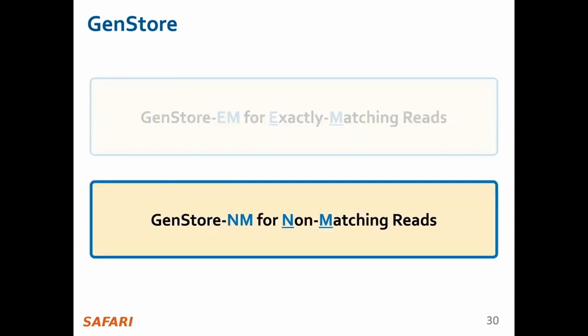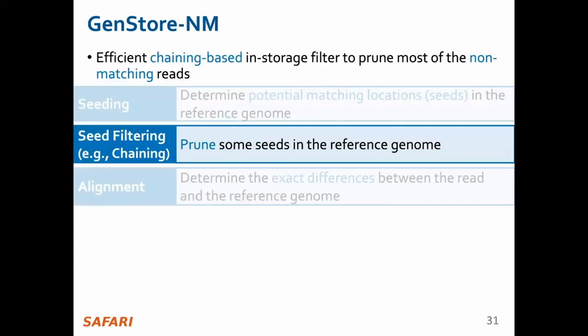So now let's take a closer look at GenStore-NM. GenStore-NM, which is used for filtering most of the non-matching reads using chaining, tries to filter these non-matching reads that would not align to any subsequences in the reference genome. Recall that in the high-level three-step process that we talked about, the chaining filter calculates a similarity score for each read, called the chaining score, and filters the reads that in the end would not have any potential matching locations left.